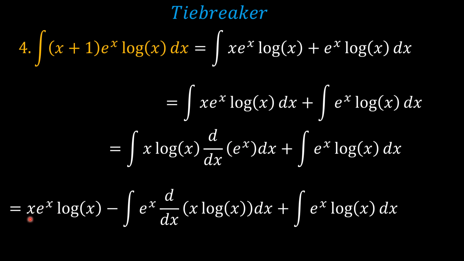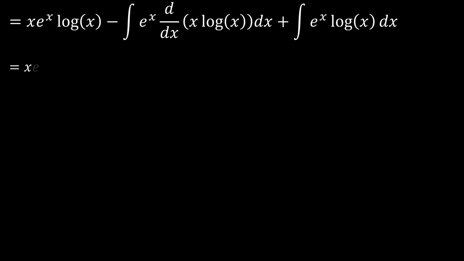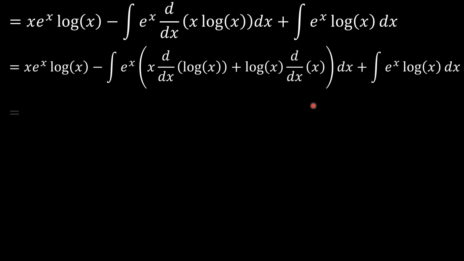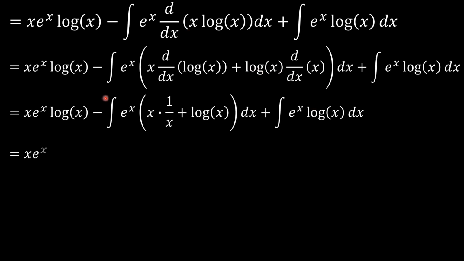So uv is x times e to the x times log of x, right, minus e to the x, which is our u, times the derivative of x times log x. This is our v. And so what that means is x times e to the x log x minus e to the x. This is a product of two functions, that is x times the derivative of log x plus log of x times the derivative of x. And so expanding it out, derivative of natural logarithm of x is 1 over x, and the derivative of x is just 1, so we have log x here.